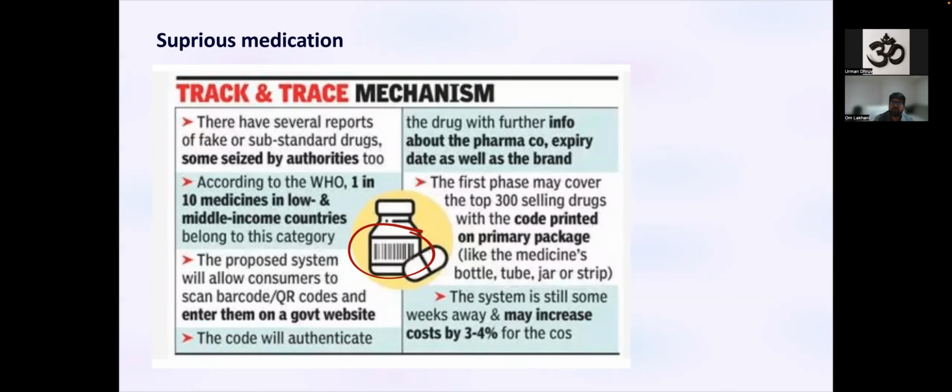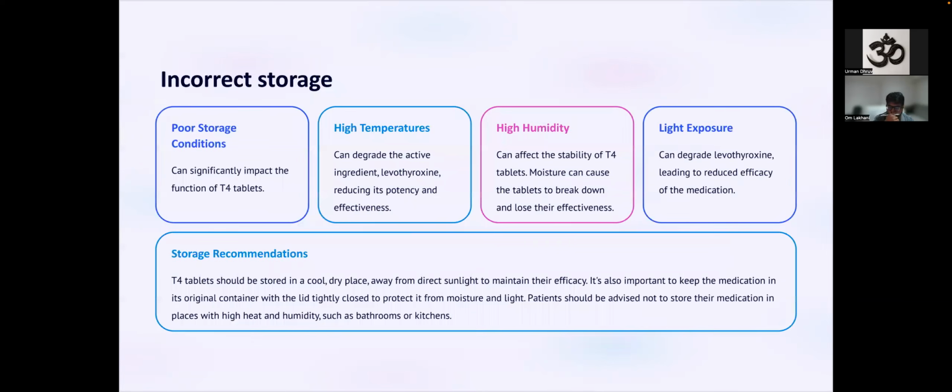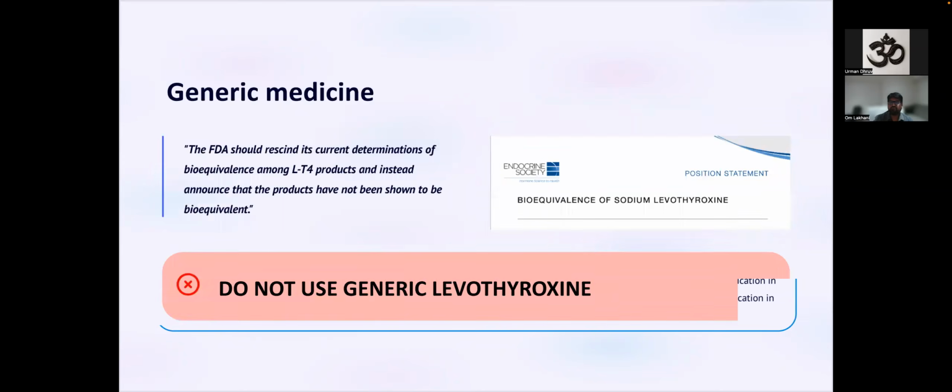So again, you need to tell your patients that they need to buy the medication from reliable sources. Incorrect storage often impacts levothyroxine absorption. So you're seeing levothyroxine with high temperature exposure, high humidity, light exposure. All these things can impact levothyroxine absorption and its ability. That's why you're seeing that levothyroxine tablets are always in colored bottles or in plastic bottles. And often you have some sponge or silicone kept inside to absorb the humidity, because high humidity can also lead to reduction of the effectiveness of the medication. Very, very important.